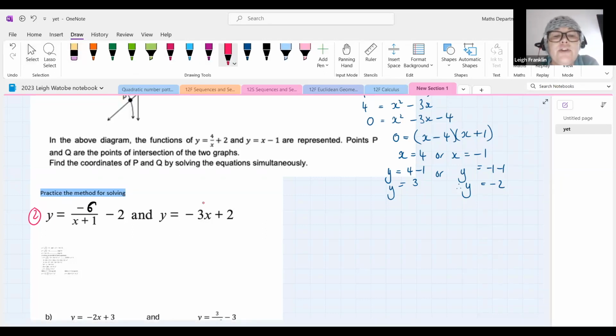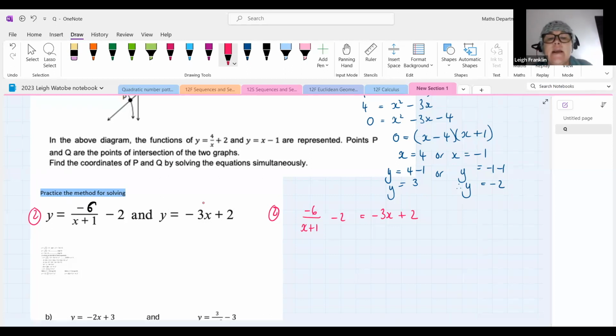Okay. So in question 2, grade 11s again, when we are finding coordinates at the point of intersection, we've got to make these equal to one another. So we're going to take -6 over x plus 1, minus 2, and we are going to equate that to minus 3x plus 2. If you recall from earlier, the easiest thing for us to do now is to always take whatever value we've been given as the horizontal asymptote and transpose that value over to the other side so that we can cross multiply.